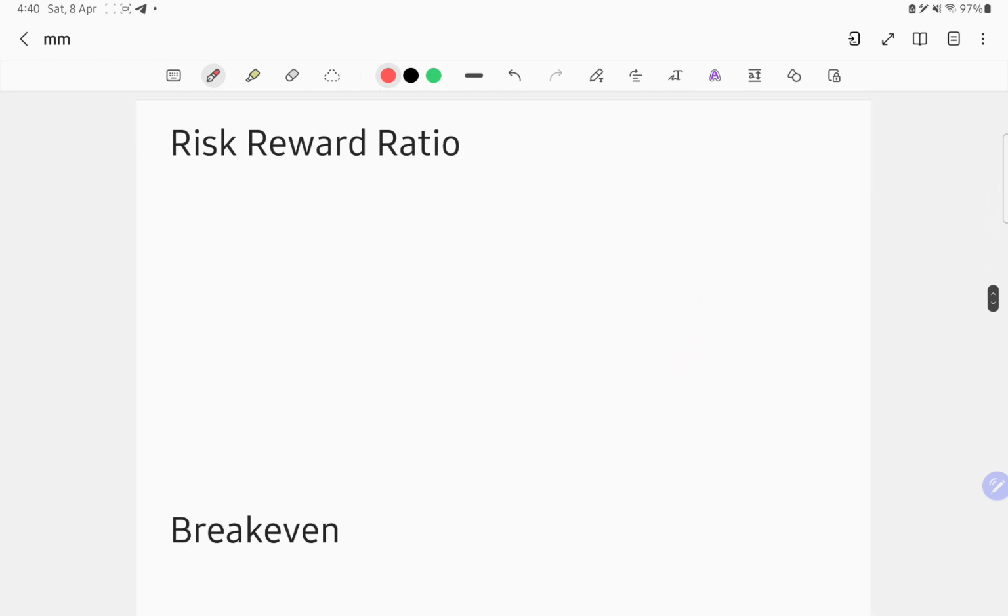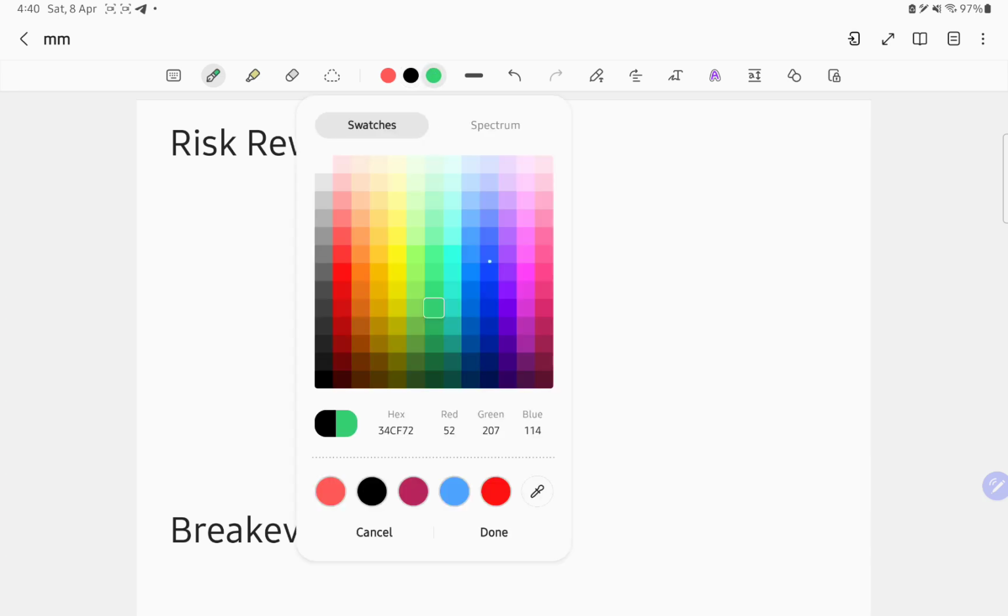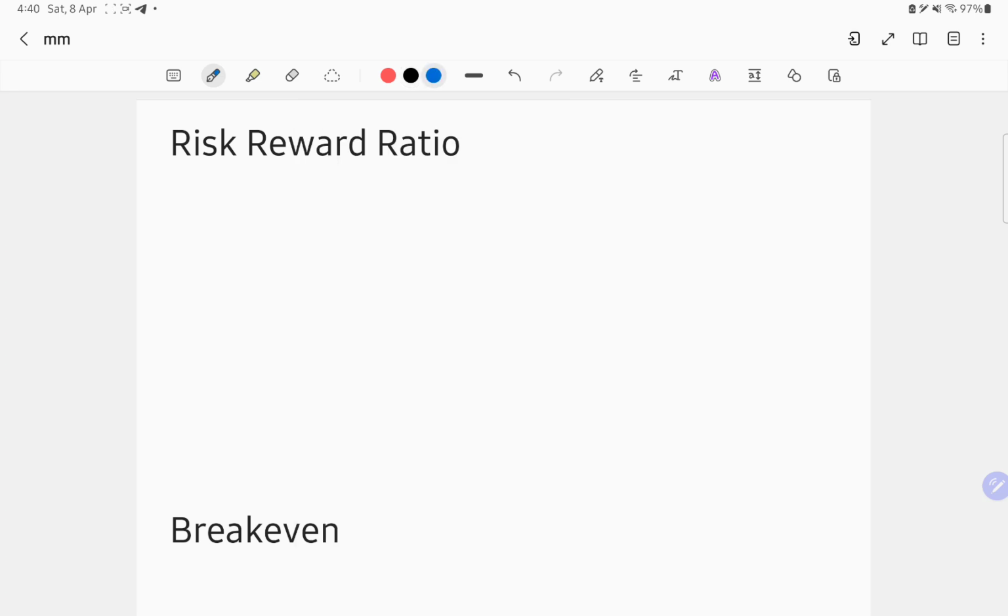And then followed by risk reward ratio. This part, if you don't know how to take your profit and how to stop your losses, it will be very hard to make a consistent profit. Usually I recommend having a minimum of 1 to 2 risk and reward ratio. So let's say 1 is risk, 2 is reward.